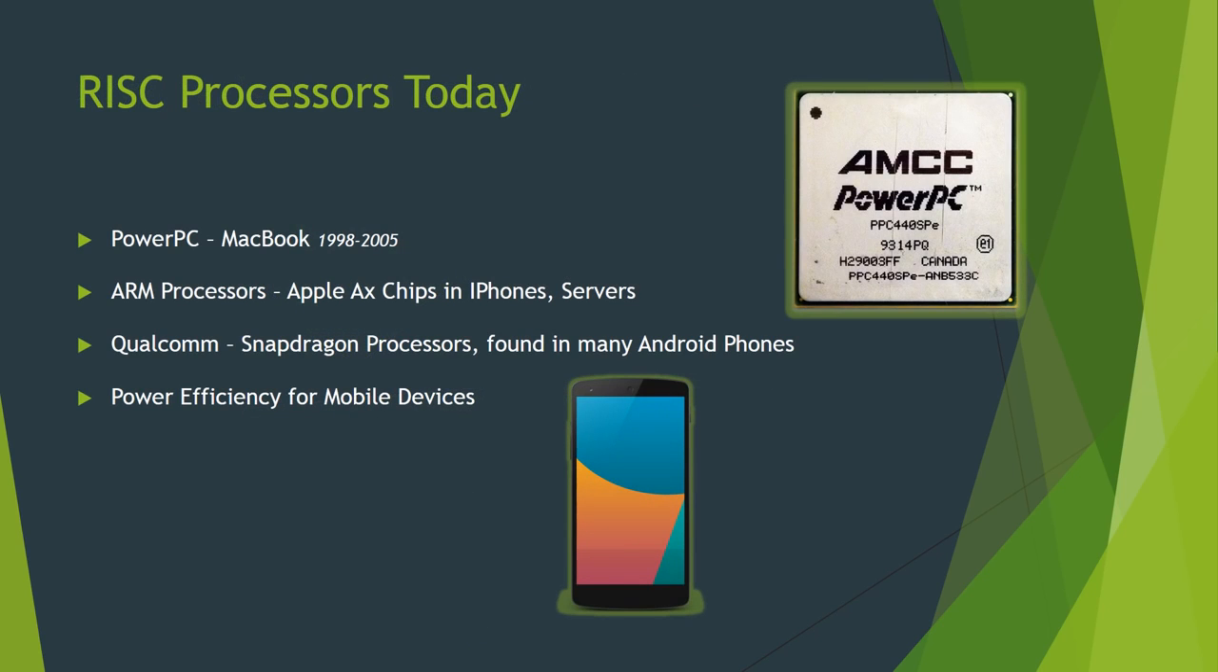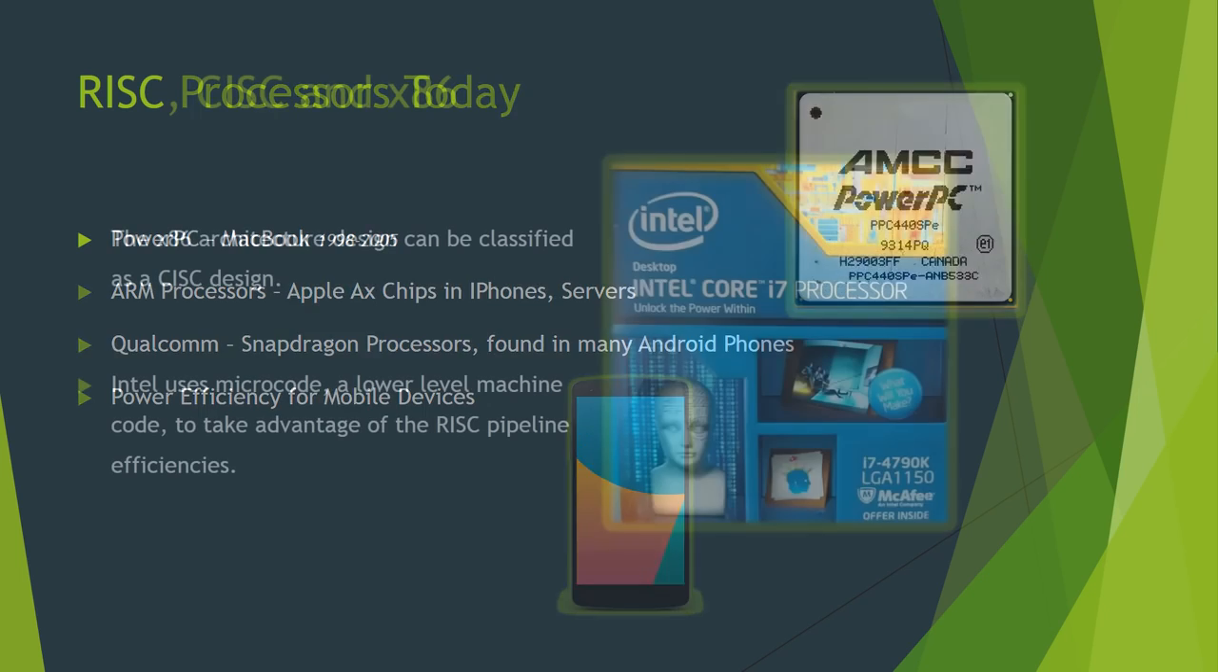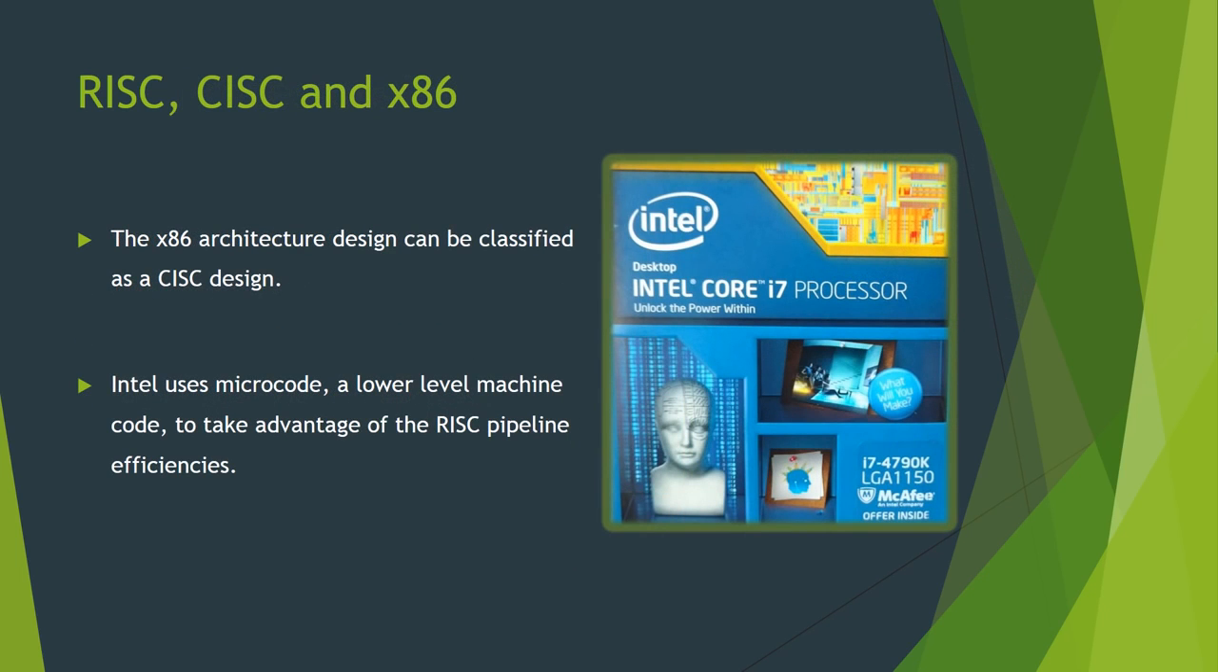RISC-based processors are very common today, especially in mobile devices due to the power efficiency that they offer. However, most laptops use the CISC-based x86 platform since most laptops use Intel processors. Since CISC coding is also more user-friendly, this makes x86 a very prevalent CISC-based design. One interesting fact about the x86 platform is that it uses microcode, a lower-level machine code, to take advantage of some of the efficiencies that the RISC-based designs offer.